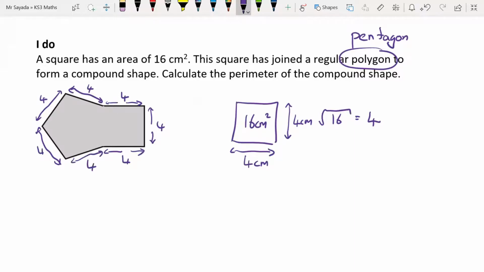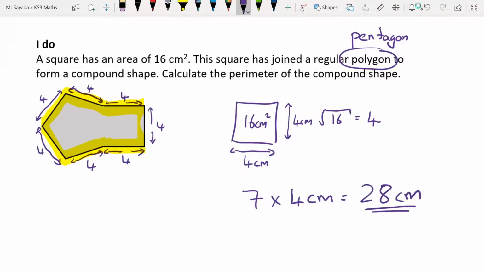And then all we need to do is count how many there are. So 1, 2, 3, 4, 5, 6, 7. So the 7 sides, each side is 4 centimeters. So altogether, that makes 28 centimeters. That is the perimeter of the compound shape.